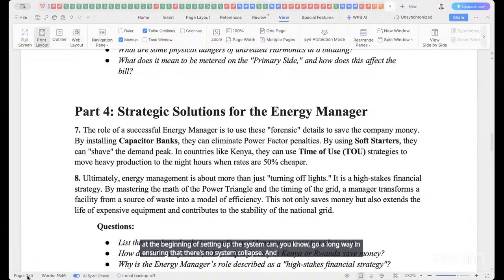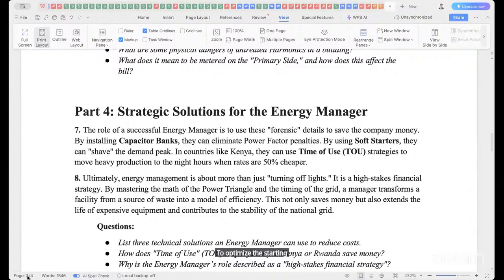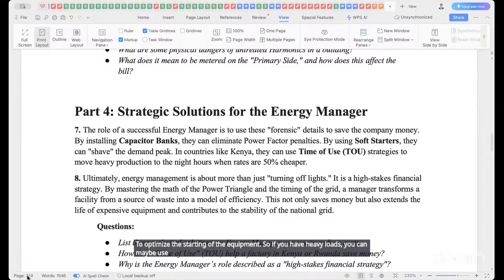Another thing that can be done is to optimize the starting of the equipment. If you have heavy loads, you can maybe use a timer to ensure that they don't all start at the same time.